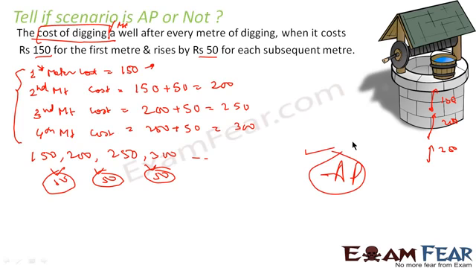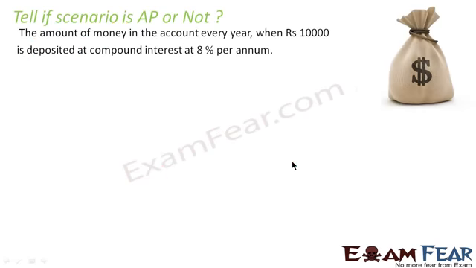Let's take one more scenario. Now the question says the amount of money in the account every year. So we have to find the amount of money when 10,000 was deposited and the compound interest is 8% per annum. Right? So the first year, it will be 10,000 rupees because you don't get any interest, right?